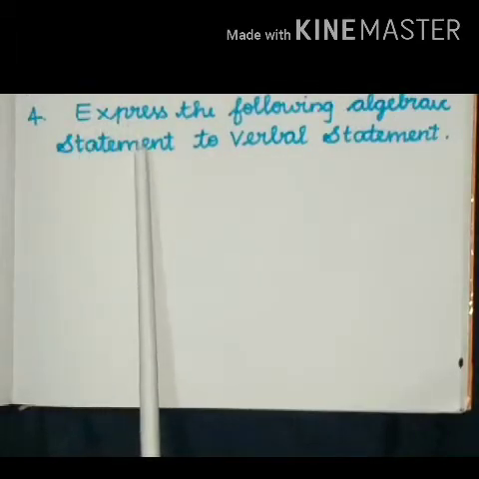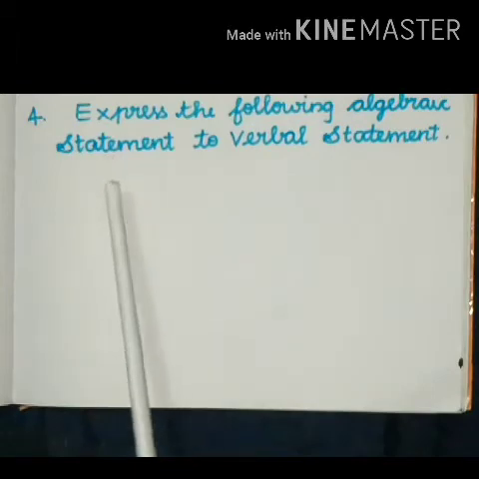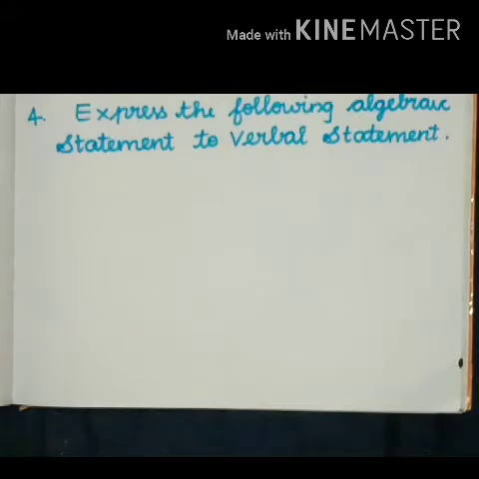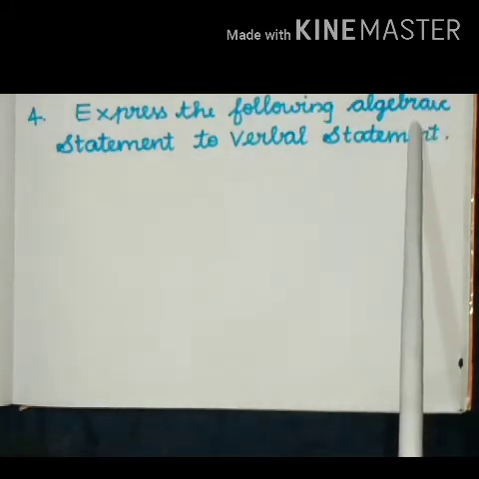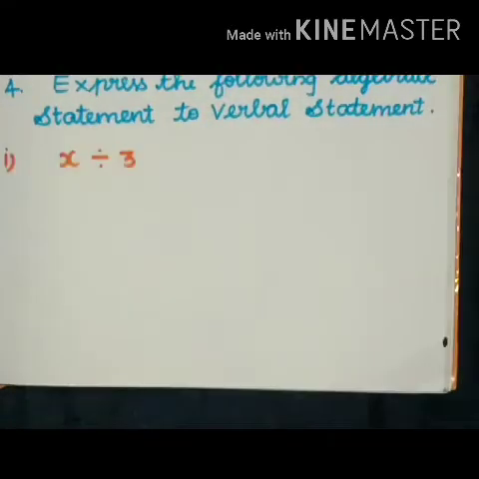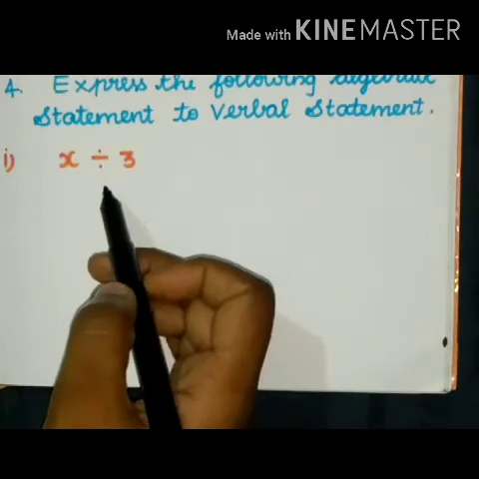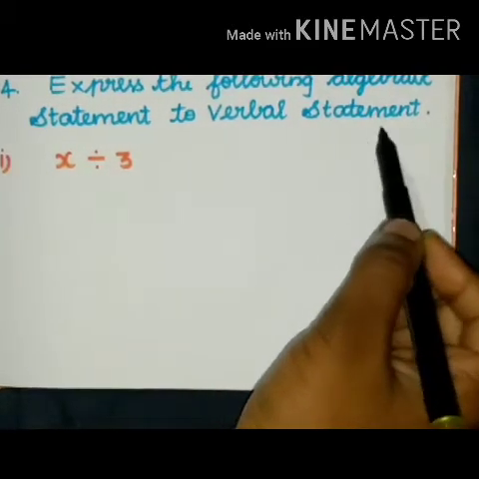Fourth question. Express the following algebraic statement as a verbal statement. In the previous problem, you changed a verbal statement to an algebraic statement. In this problem, you are going to change an algebraic statement to a verbal statement. See, the given question is in the form of an algebraic statement. You have to change it into a verbal statement.